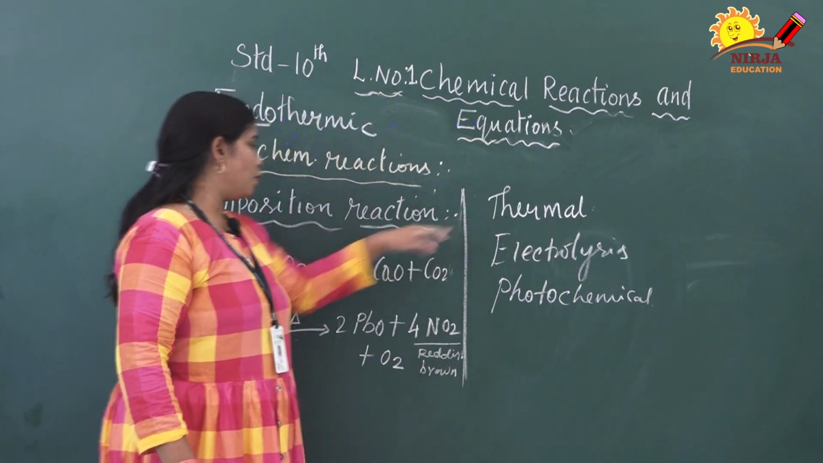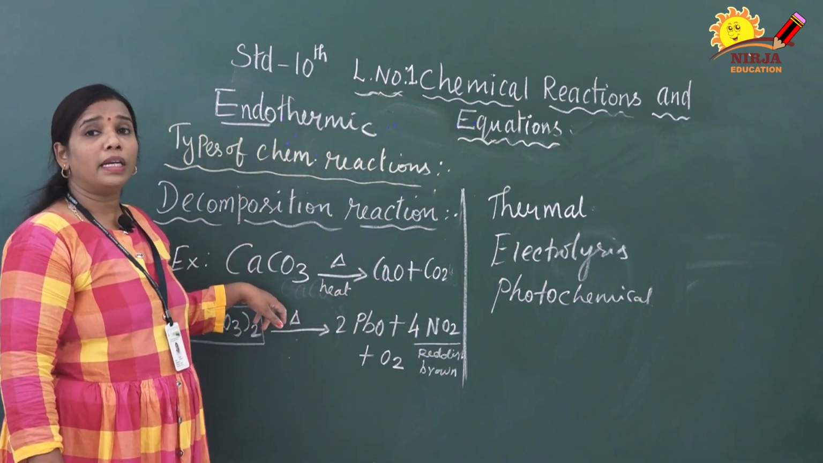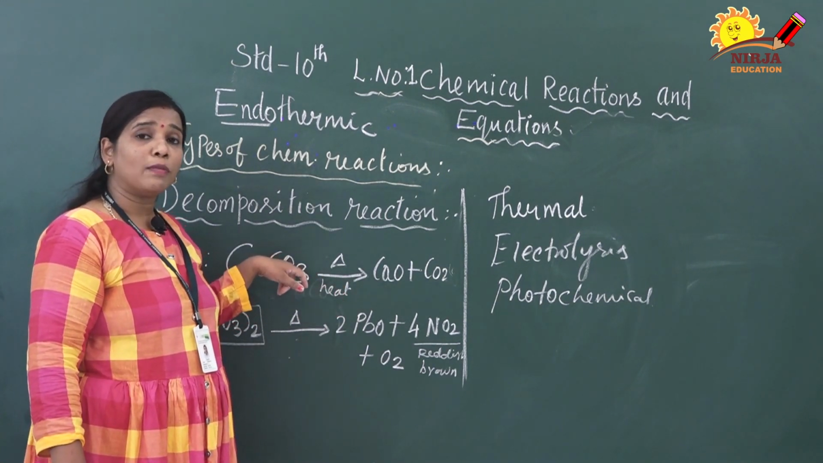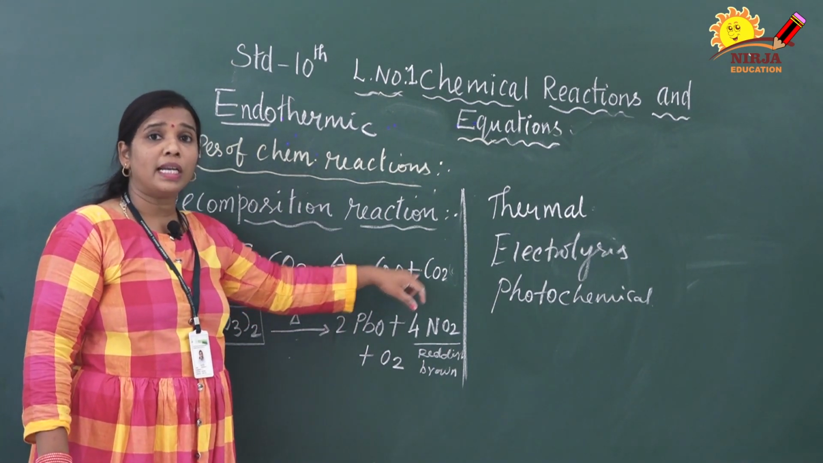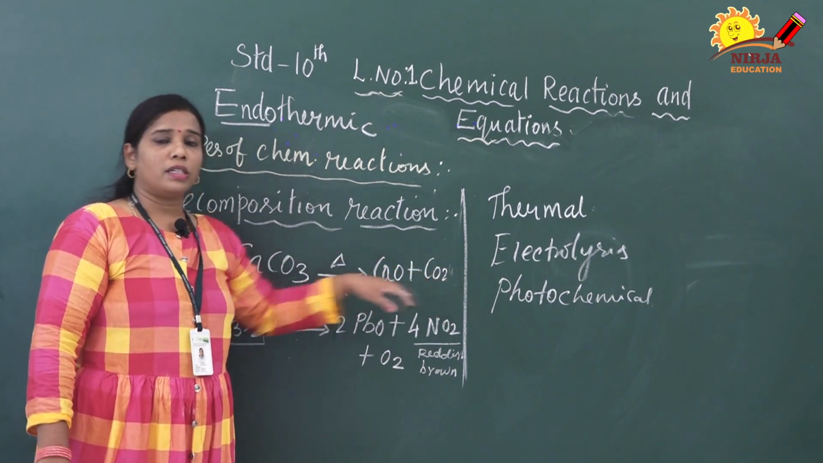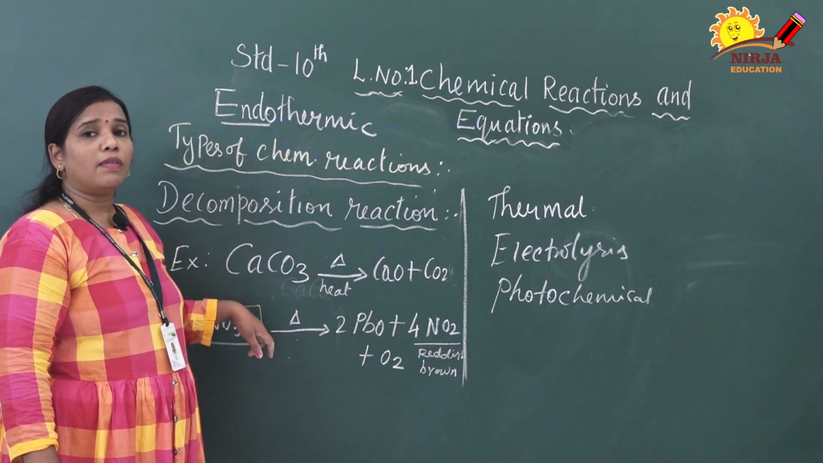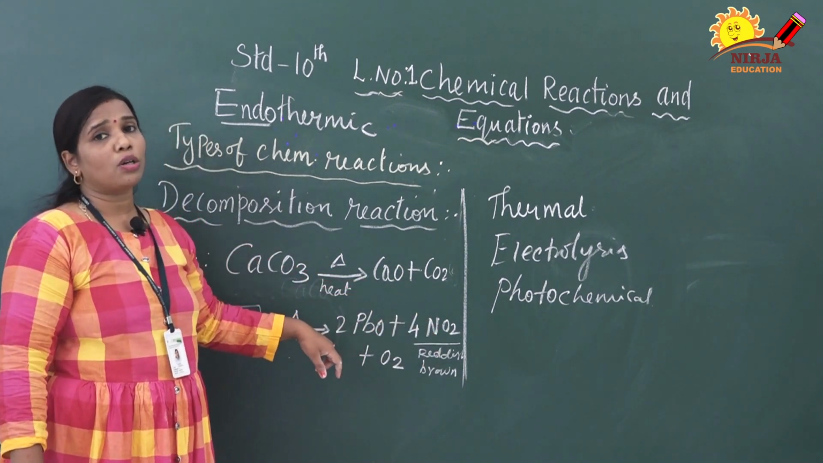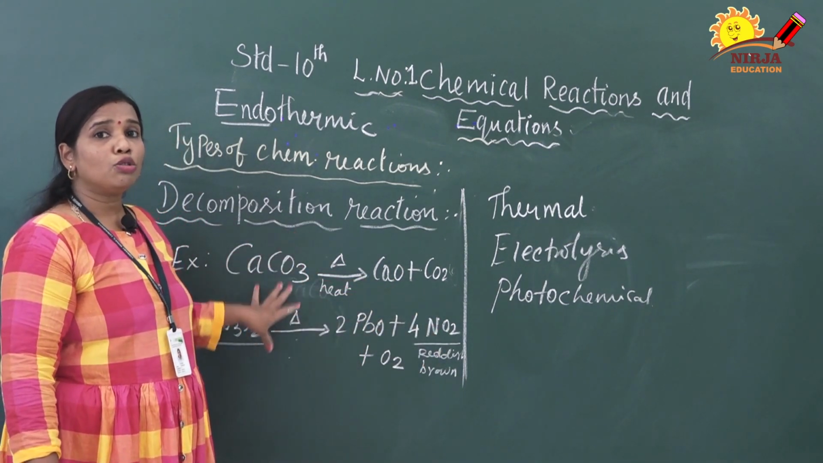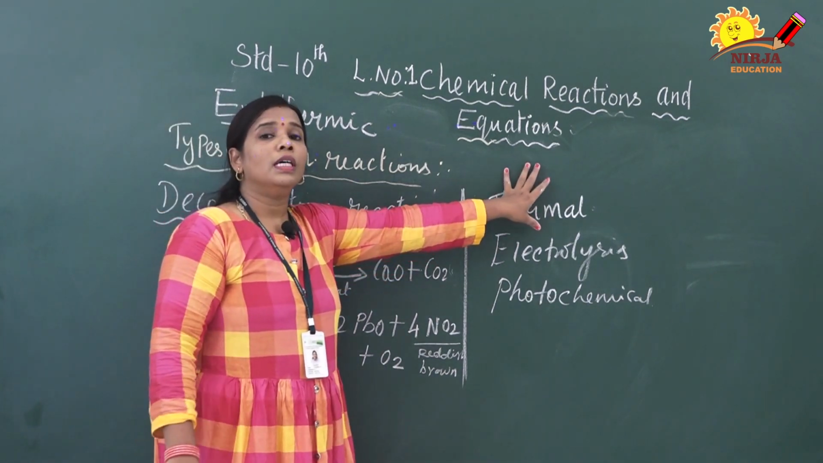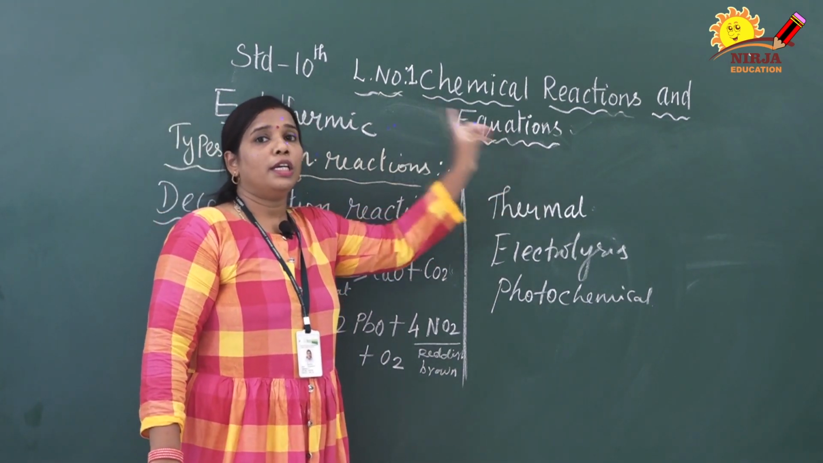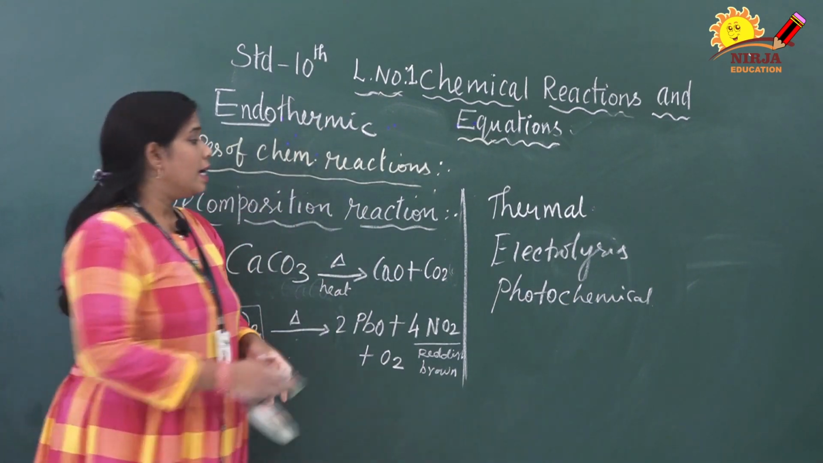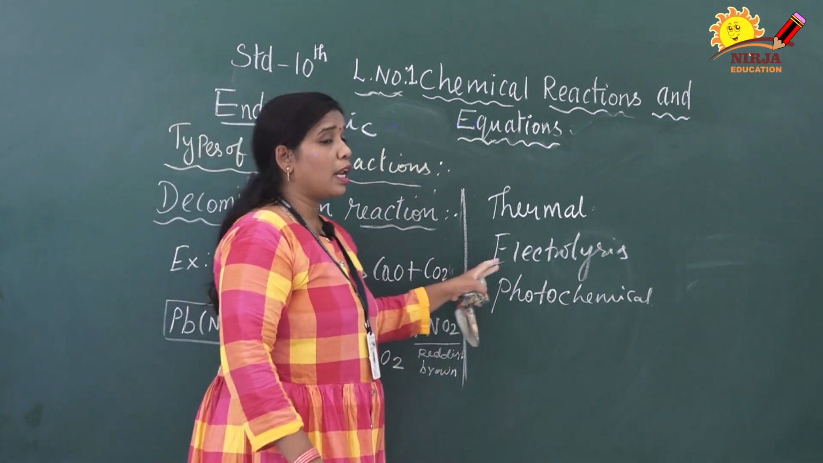The thermal decomposition example is calcium carbonate when it is heated. Thermal means heat. When we apply heat, the calcium carbonate is converted into calcium oxide and carbon dioxide. Same, lead nitrate is converted into lead oxide and nitrogen dioxide along with oxygen with the help of heating. These two are examples of thermal decomposition. It is also called an endothermic reaction. Clear?